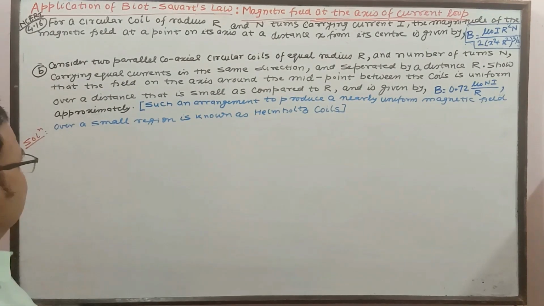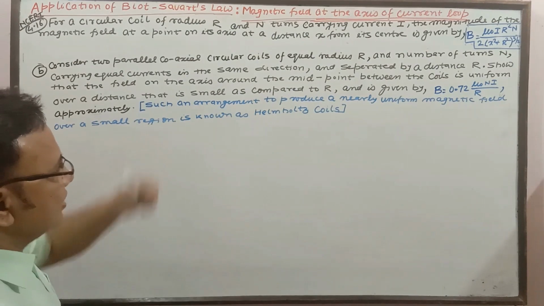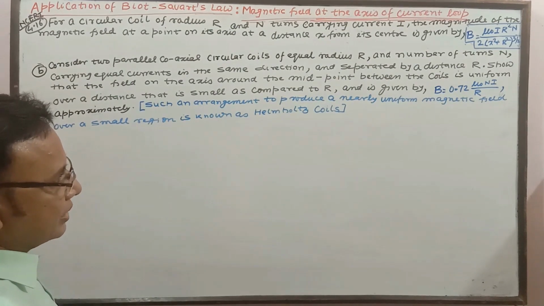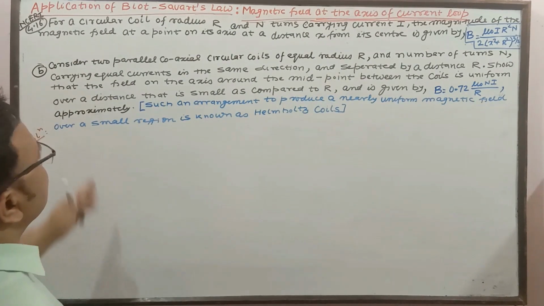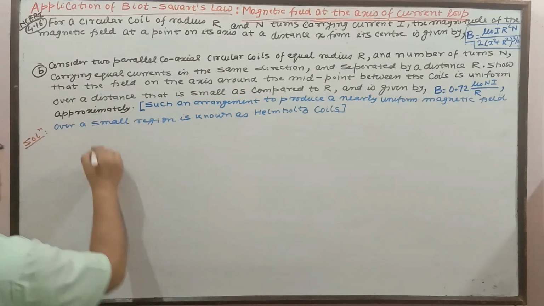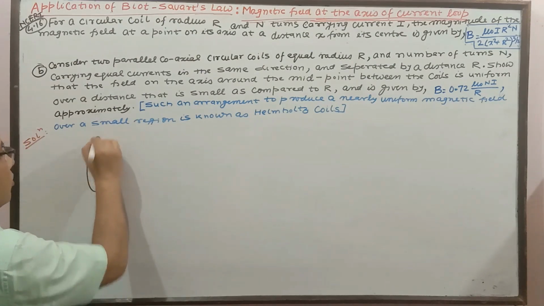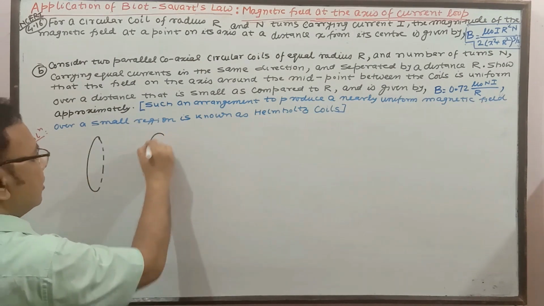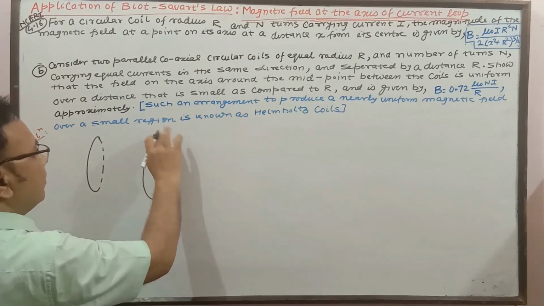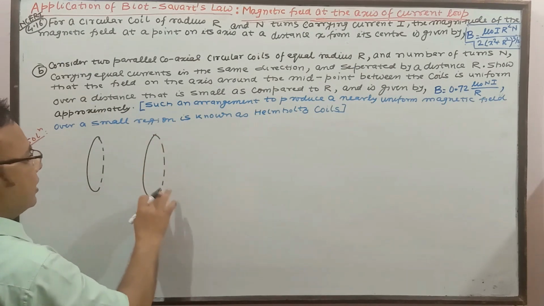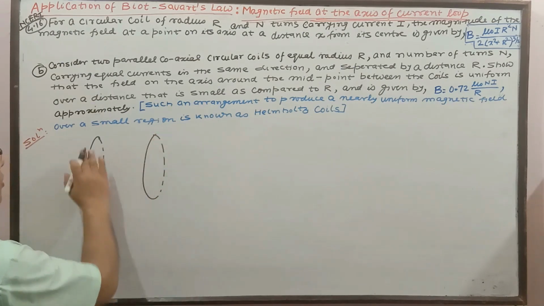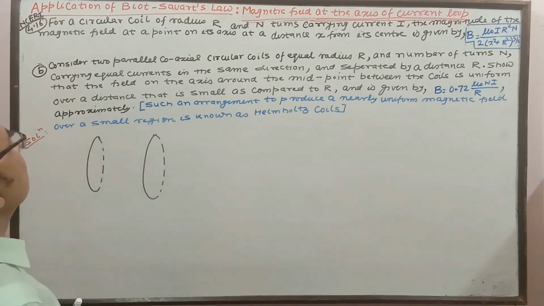Now we are coming to the second part. Consider two parallel coaxial circular coils of equal radius R and number of turns N carrying equal current in the same direction. So here, suppose this is the coil. This is inside the board. Here also, once again, the second coil, everything same. Here also this is inside the board. Dotted means inside the board. This is solid, outside the board.